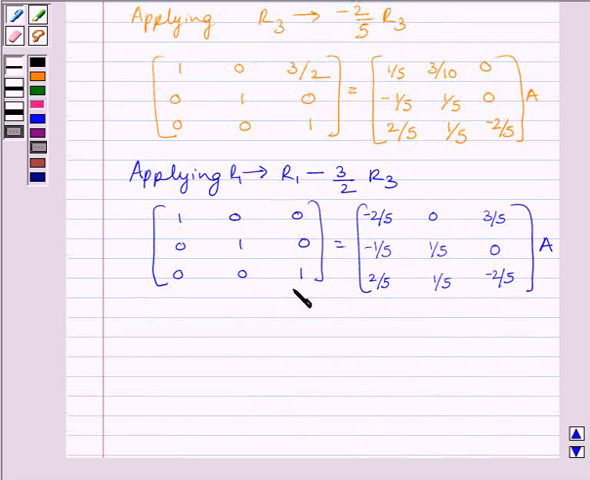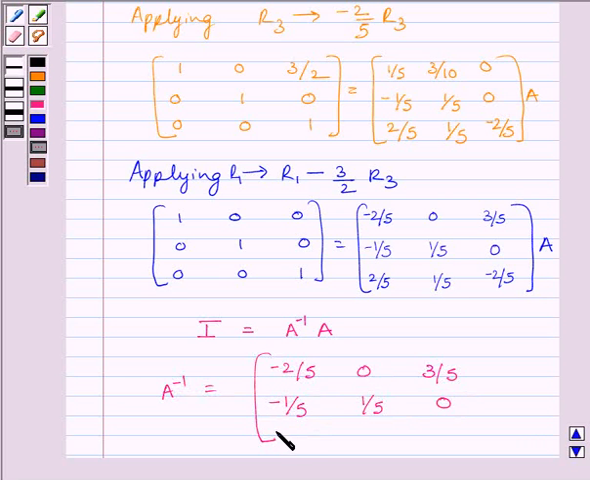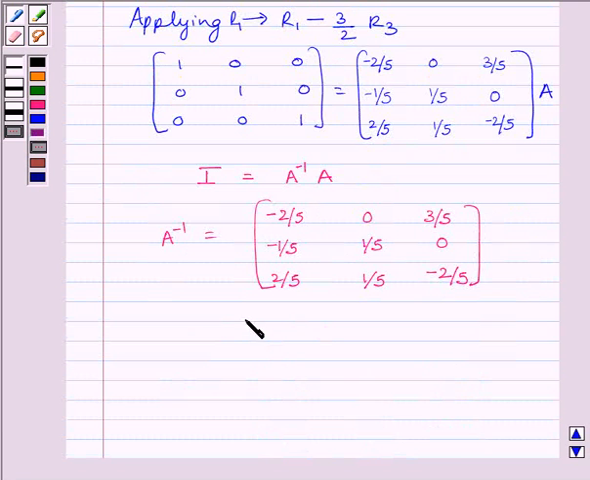Clearly, this is the identity matrix of order 3 by 3. So, we know identity matrix is equal to A inverse multiplied by A. Now, comparing the two expressions, we get A inverse is equal to this matrix. So, A inverse is equal to [-2/5, 0, 3/5; -1/5, 1/5, 0; 2/5, 1/5, -2/5]. So, the required inverse is given by the matrix [-2/5, 0, 3/5; -1/5, 1/5, 0; 2/5, 1/5, -2/5].